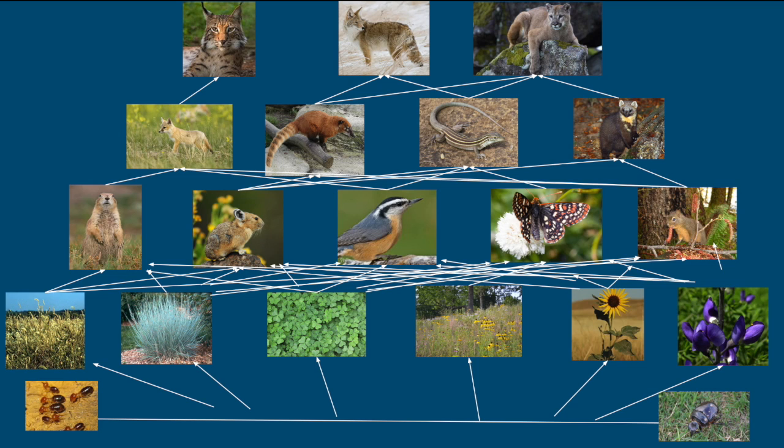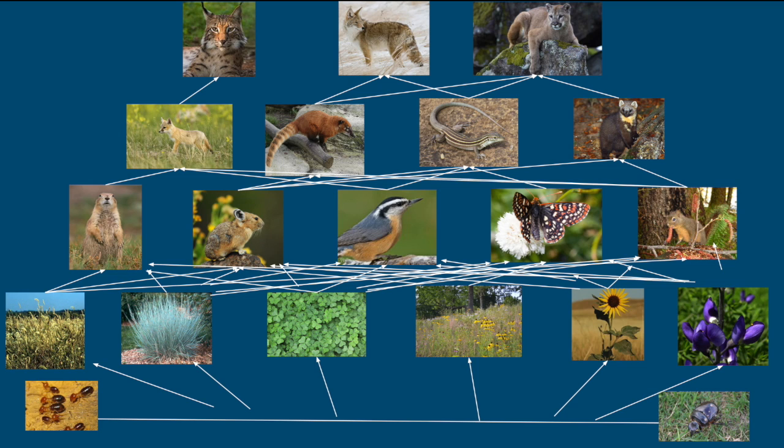Next to that, you have the western whiptail. The western whiptail eats the pika, the red-breasted nuthatch, and the East checker spot. Finally, on the very right, you have the pine marten, which eats the pika and the squirrel. On the topmost level are the tertiary consumers. Tertiary consumers are animals that feed mostly on secondary consumers.